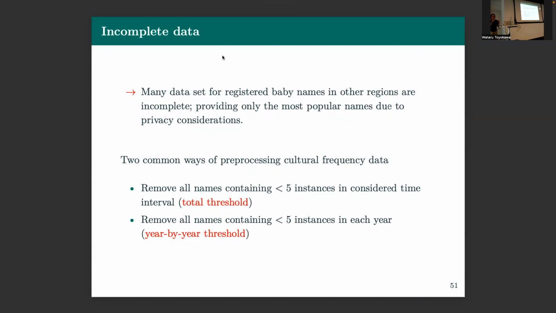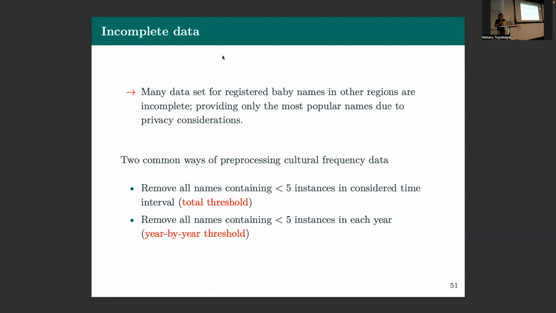That's the only data set we could find that was complete, meaning we had the frequencies of names with a frequency of just 1, 2, 3, 4, and 5. Most data sets are restricted, or they are cut due to privacy considerations. Two common ways of cutting this data are removing all names containing less than 5 instances in the considered time interval. It's called a total threshold. So you remove all names which have, in let's say a 40-year period, not reached a frequency of 5.